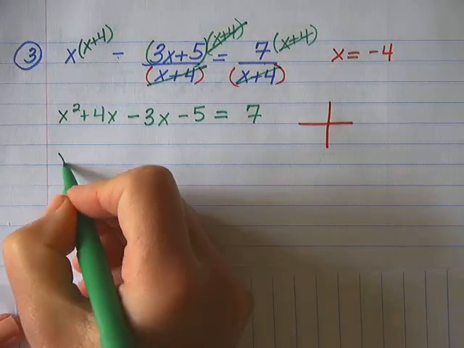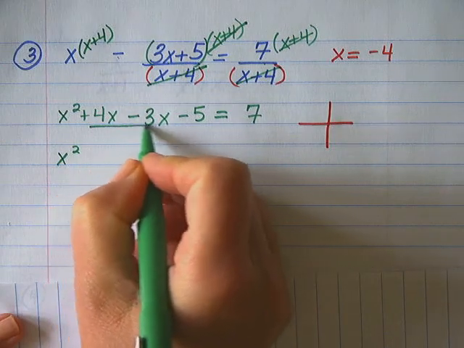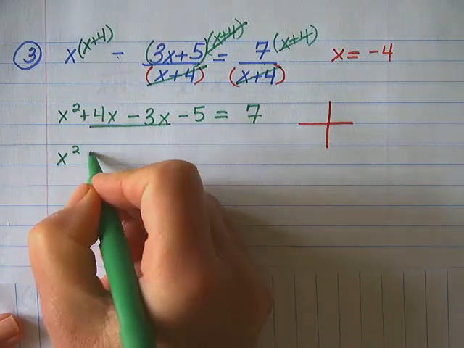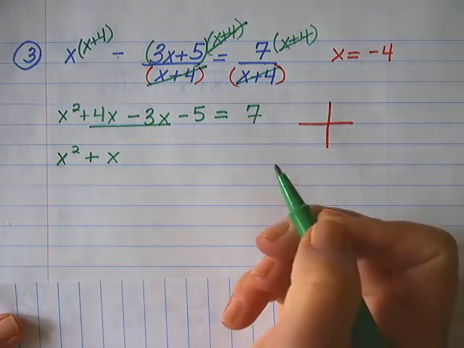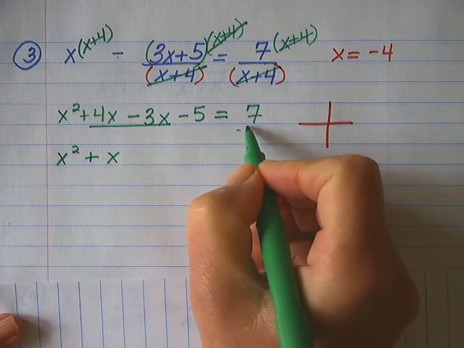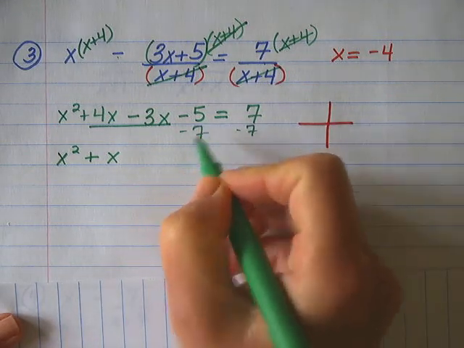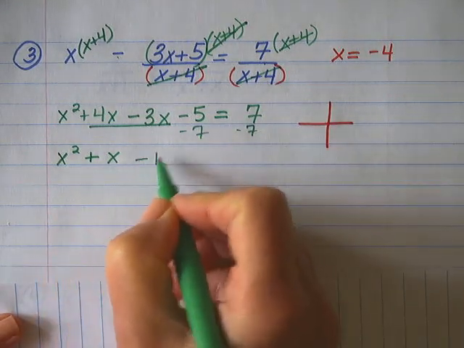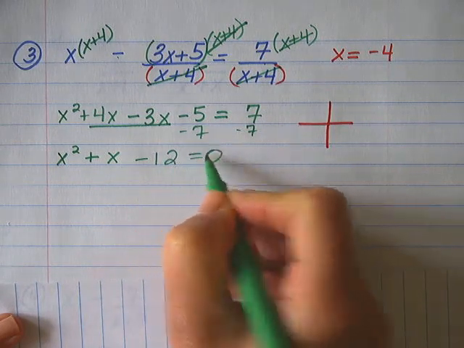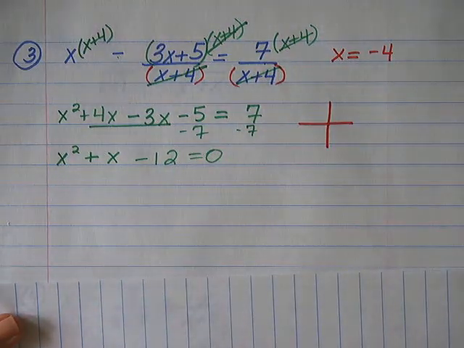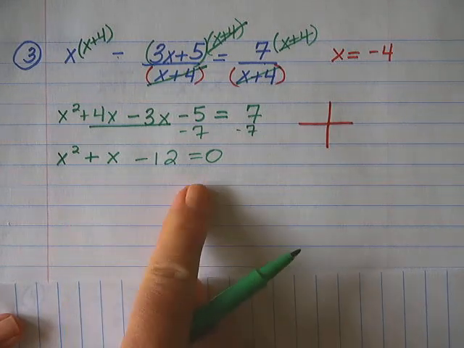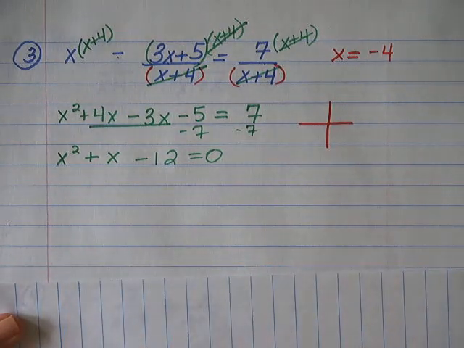So I would have x squared. I'm going to combine these two: 4x minus 3x is 1x. And if I subtract 7 from both sides, it would be x squared plus x minus 12 equals 0. All right, so there's my trinomial. That's different from what we did before.